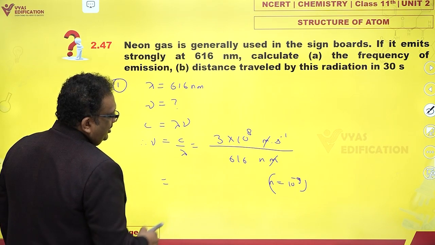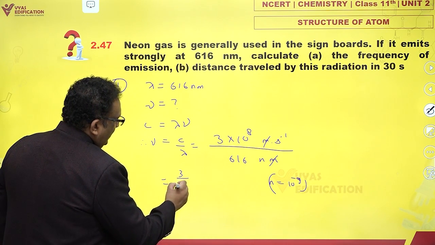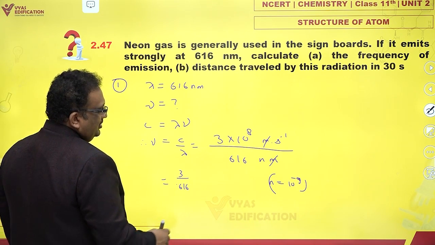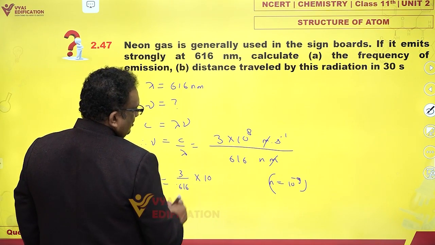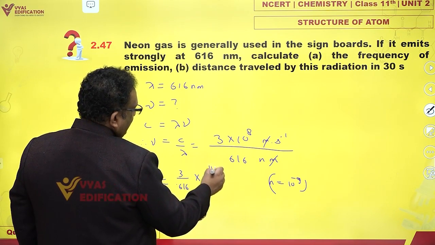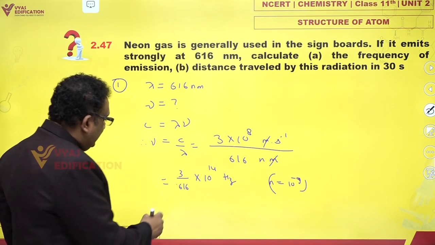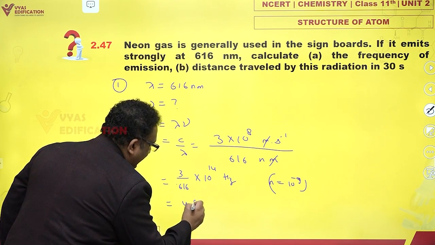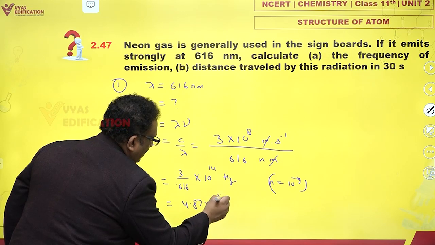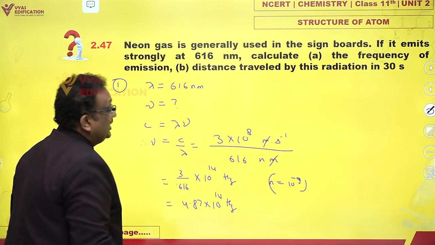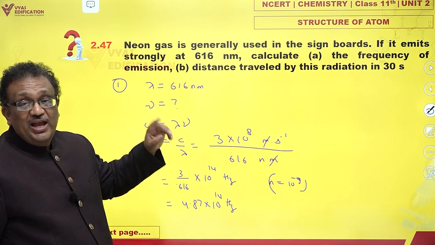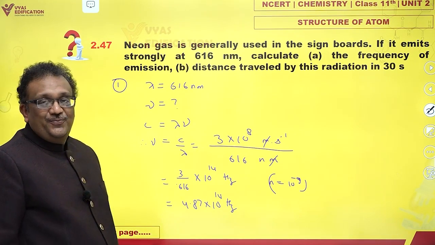So that is 3 by 0.616 into 10 raised to 14 hertz. And this happily gives you 4.87 into 10 raised to 14 hertz, or per second. This is the first part, my dears, A, frequency of emission.